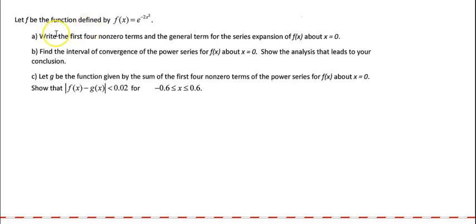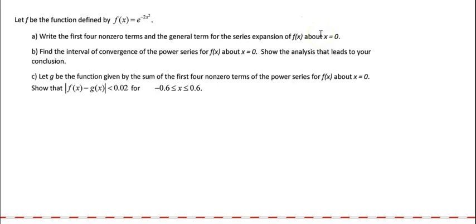All right, so they say f is the function, f of x equals e to the negative 2x squared. So the first thing they want us to do is find the first 4 non-zero terms in the general term for the expansion of that thing, about x equals 0.